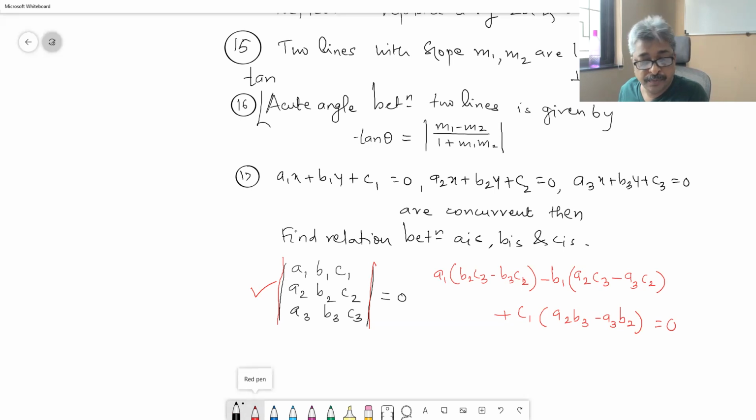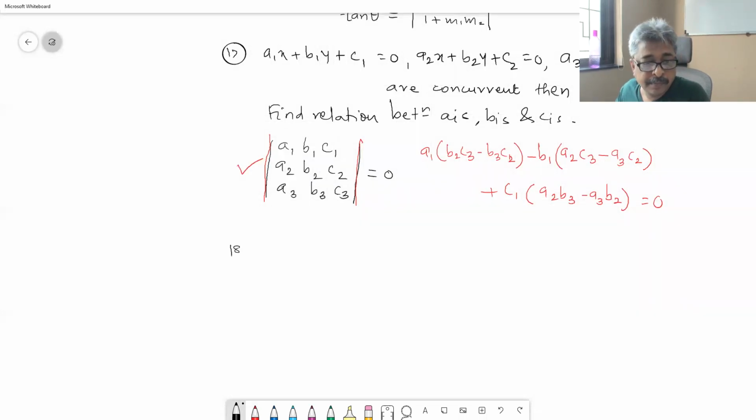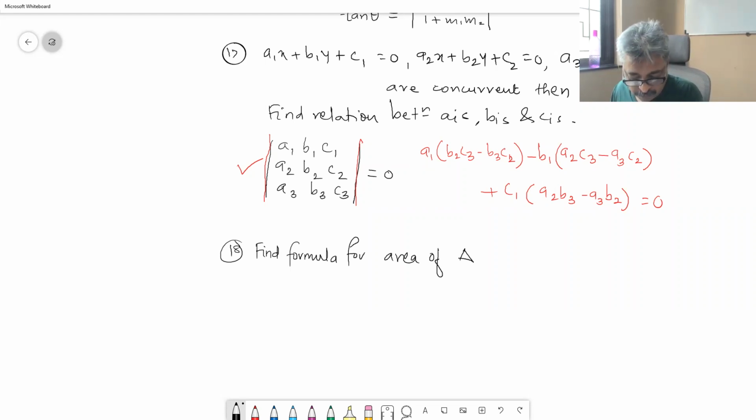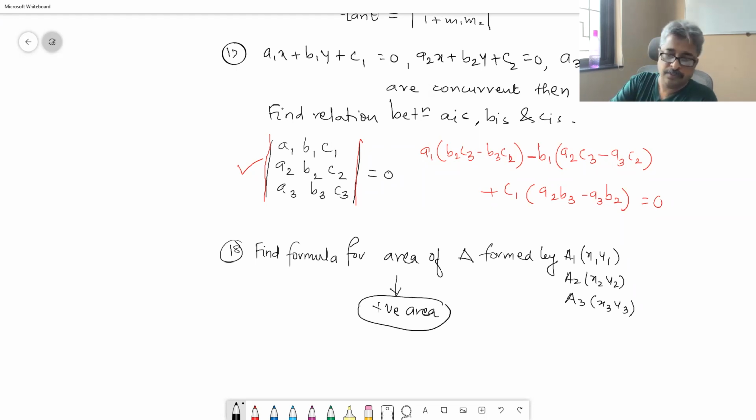Okay, next. Find the formula for area of triangle formed by A1, x1, y1, and now what I want is to find the formula for area. We should have area positive. Do it. Get me the formula for area of triangle.